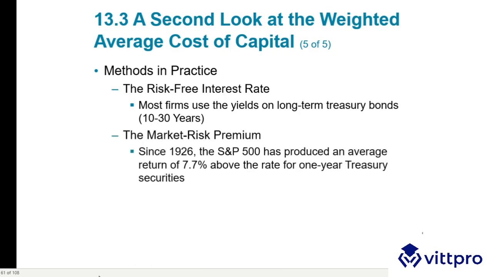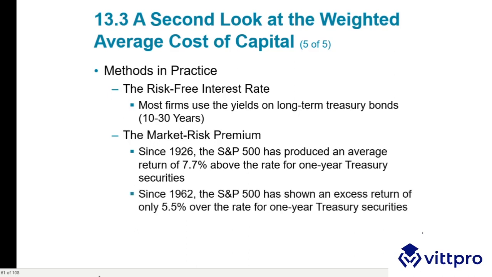The market risk premium they use is about 7.7% in normal circumstances until 2016. Since 1926, the S&P 500 has produced an average of 7.7% above 1 year treasury rates. And since 1962, the excess return is only 5%. So you can choose which way you want to use.